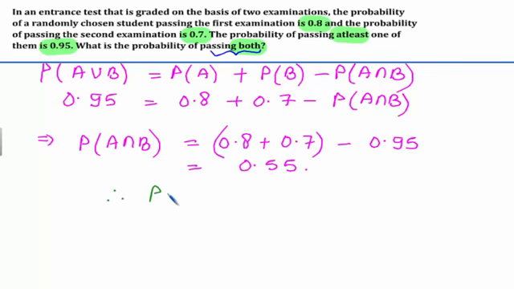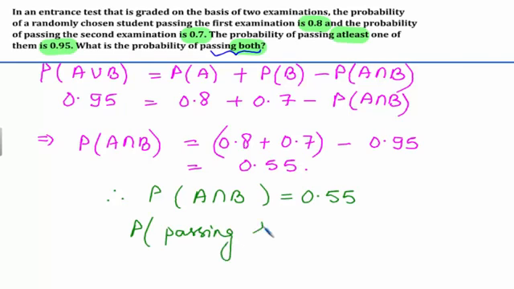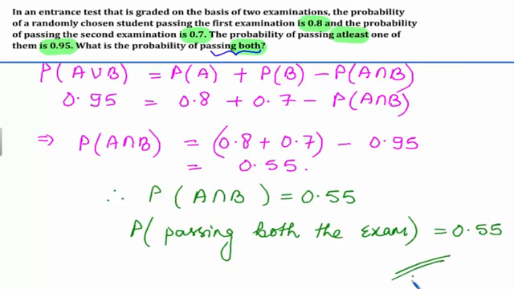Therefore, probability of A intersection B is 0.55. That is, probability of passing both the examination is 0.55. So this is the required probability, and this completes the solution.